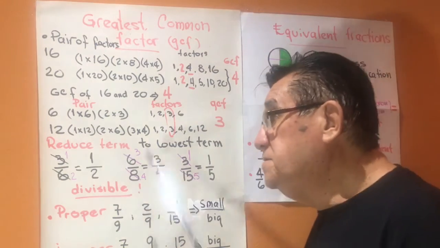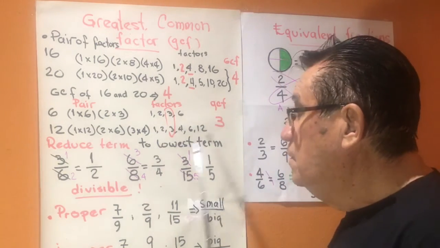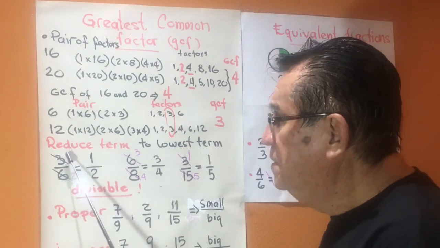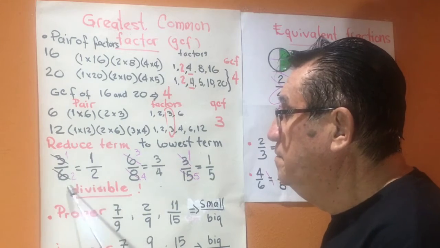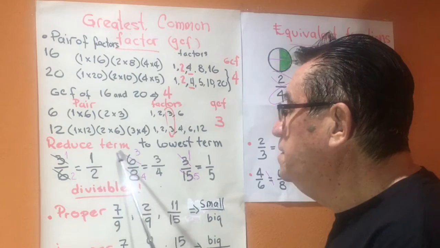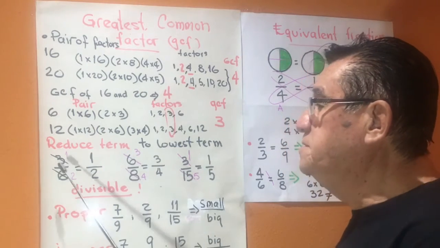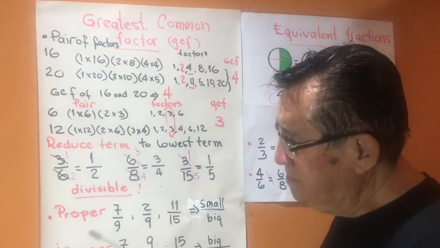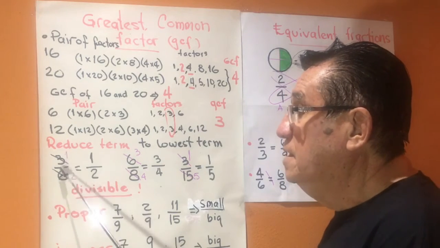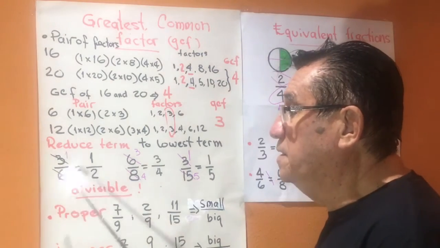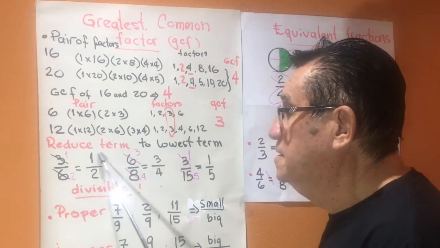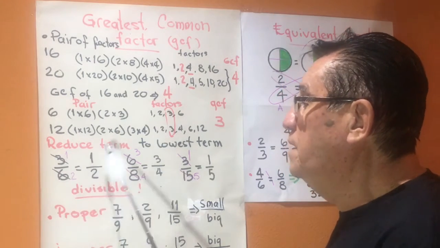Okay? It's very important because we can work with fractions, because we want to reduce them, make them not really smaller, but make them equivalent to the lowest terms. Let's take into account 3 over 6. Well, 3 and 6 are divisible. If I divide 3 by 3, I get 1. If I divide 6 by 3, I get 2. So the equivalent fraction of 3/6 is 1/2.